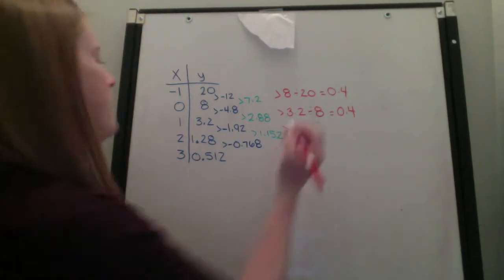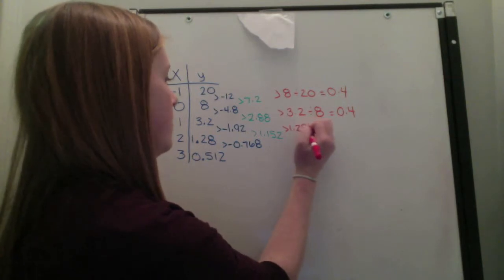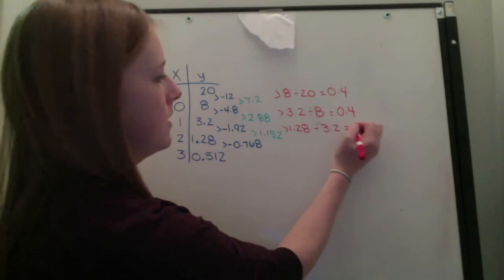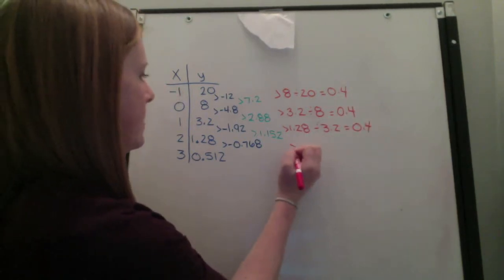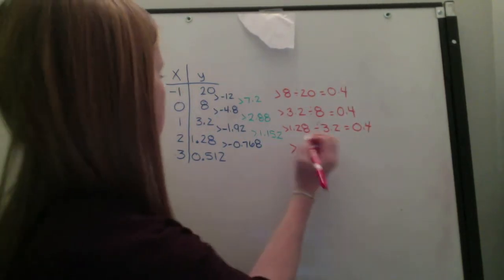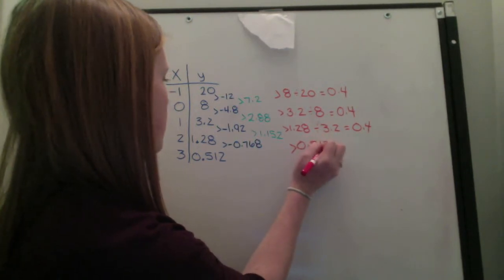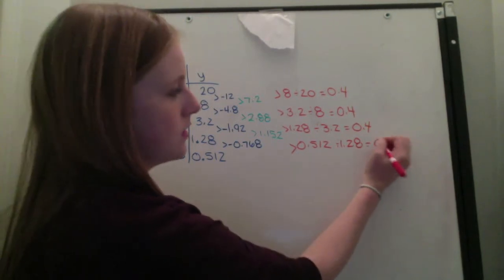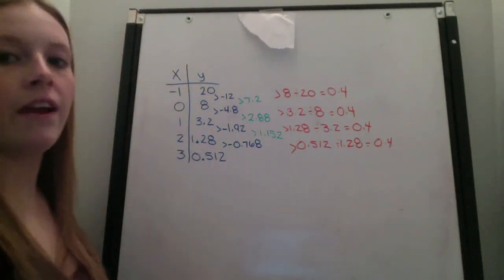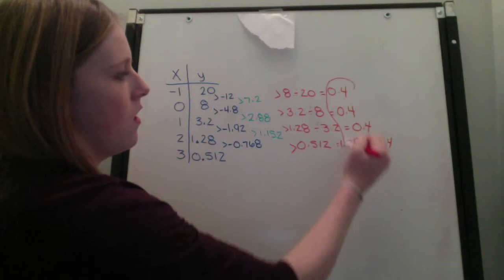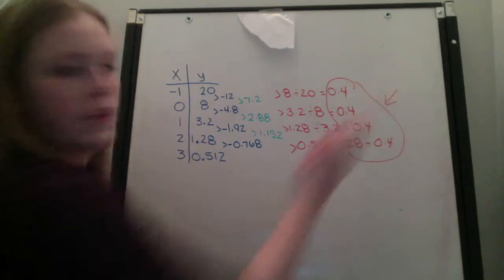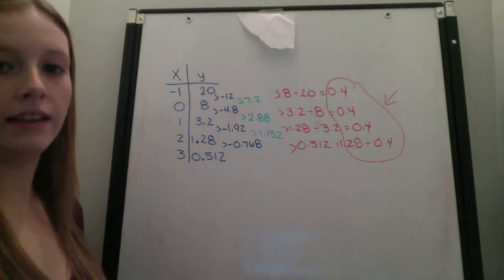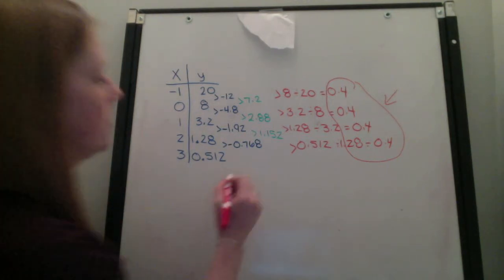Then here you go, 1.28 divided by 3.2 equals 0.4, and 0.512 divided by 1.28 equals 0.4. Therefore, these are all the same. So we know that it is exponential.